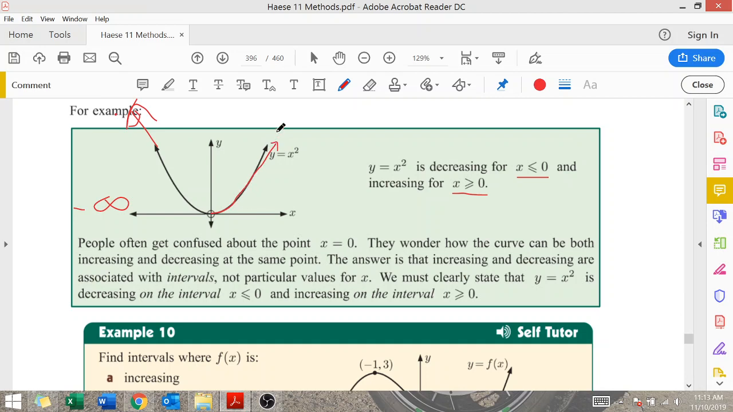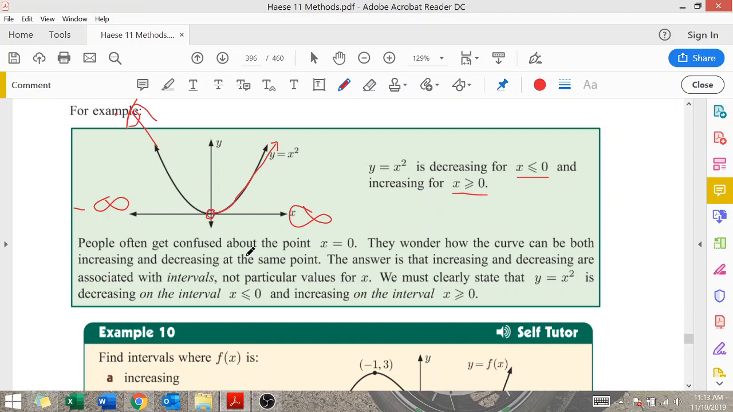It's getting bigger and bigger and bigger, and that will go on to positive infinity. There's no right bound on that. And it also includes 0 there. So people often get confused about that point x equals 0. It doesn't make sense that it'd be increasing at that point, or decreasing, because it's going flat. So how can it be increasing and decreasing at the same point?